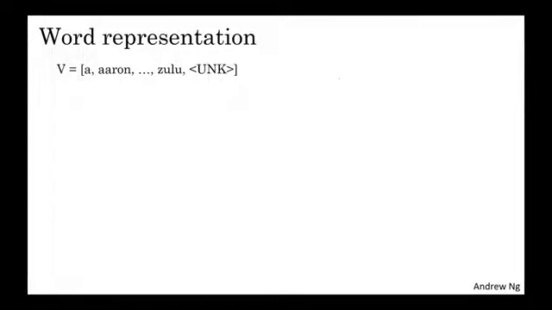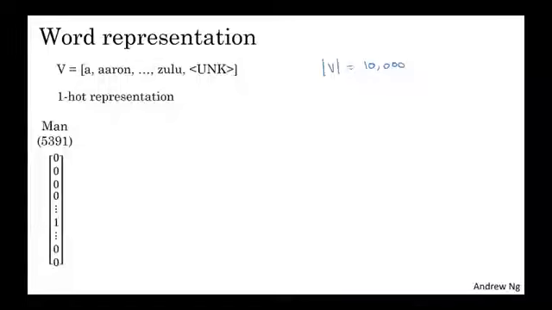So far, we've been representing words using a vocabulary of words, and our vocabulary from the previous week might be, say, 10,000 words. And we've been representing words using a one-hot vector. So, for example, if man is word number 5391 in this dictionary, then you represent it with a vector with a 1 in position 5391. And I'm also going to use O subscript 5391 to represent this vector, where O here stands for one-hot.